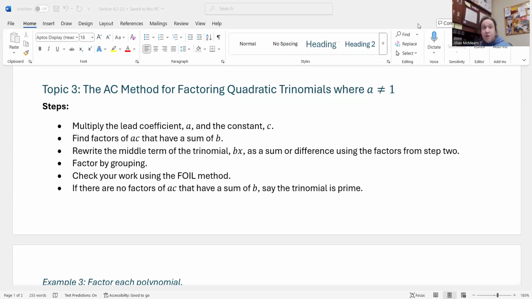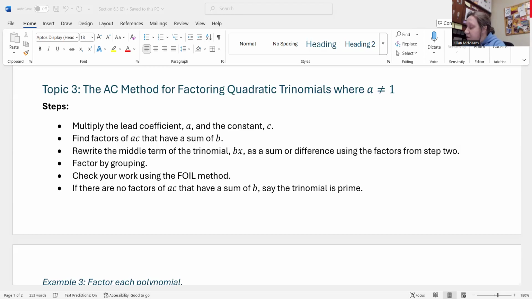So topic 3, we're going to talk about the AC method for factoring quadratic trinomials where A is not 1. I think this is fun. I'd say this is a little bit harder than factoring where A is 1. Technically, we're doing the same thing. It's just when A is 1, we have a shortcut.